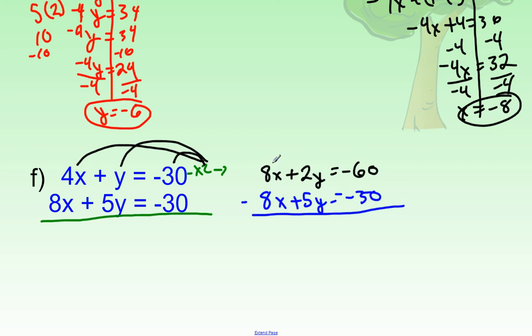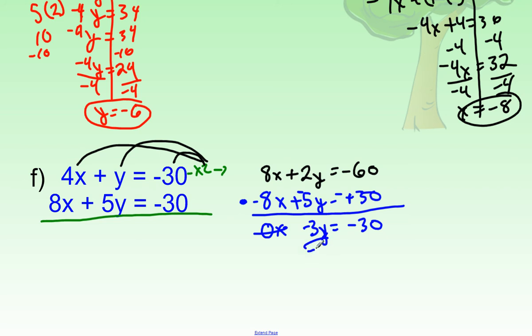Now, this will eliminate. I put my minus sign there because I know I want to subtract these. 8 minus 8 is 0. 2 minus 5. And you can actually do that same trick we did in the previous problem. If you're doing a minus, you can just quickly go through and change the sign of everything. So minus, that becomes a -5 and a +30. Say, okay, 2 and -5 is -3. -60 and +30 is -30. You get the same answer either way. It's just a preference of how you like to do it.